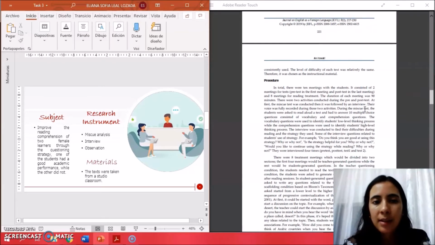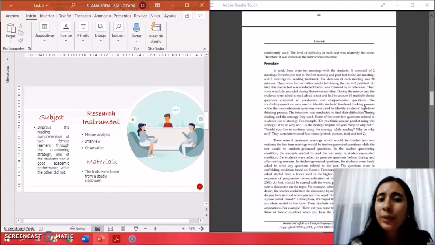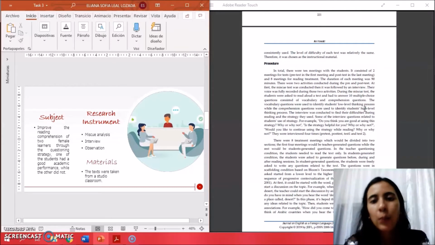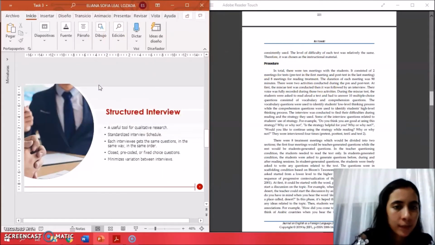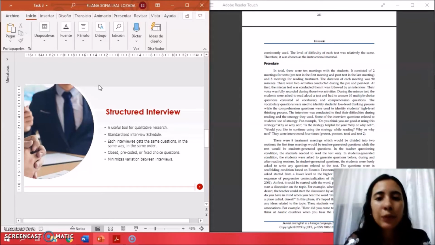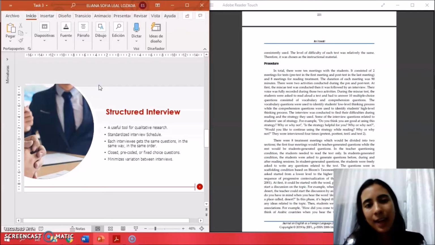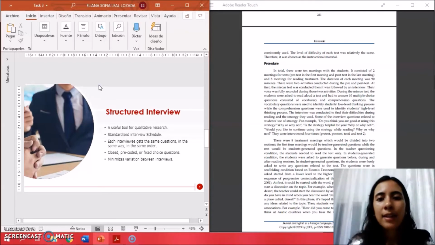Here on the page, the procedure for this investigation was simple. There were meetings with the students, consisting of 2 meetings for the test and 8 meetings for reading treatment. The interview was conducted to find the difficulties during reading and the strategy they use. The female students were interviewed 4 times.